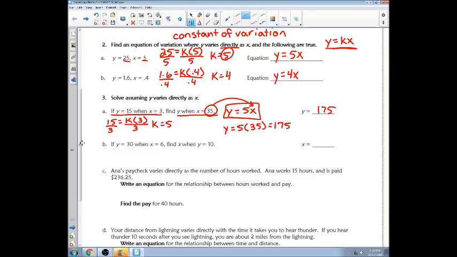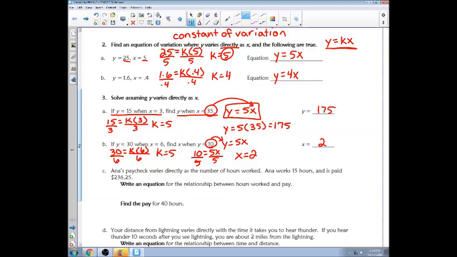I'm going to do the same thing for b. So 30 equals k times 6. Divide by 6, divide by 6. Again, my k would be 5. So y would equal 5x. It tells us that our y value now is 10, so I'd put the 10 in for y. So 10 equals 5x. Want to solve for x. Divide both sides by 5, so x would equal 2. So my answer would just be 2.